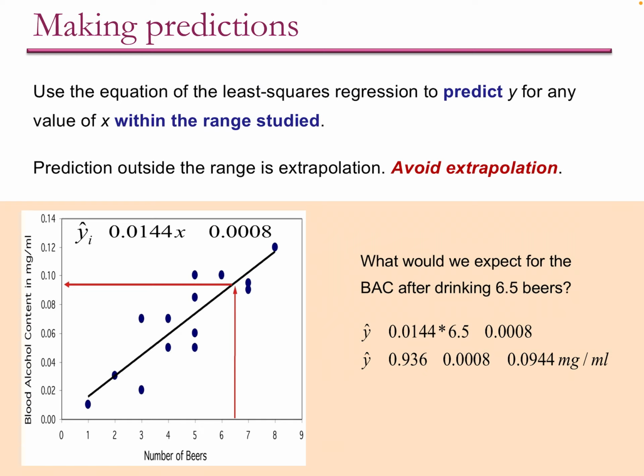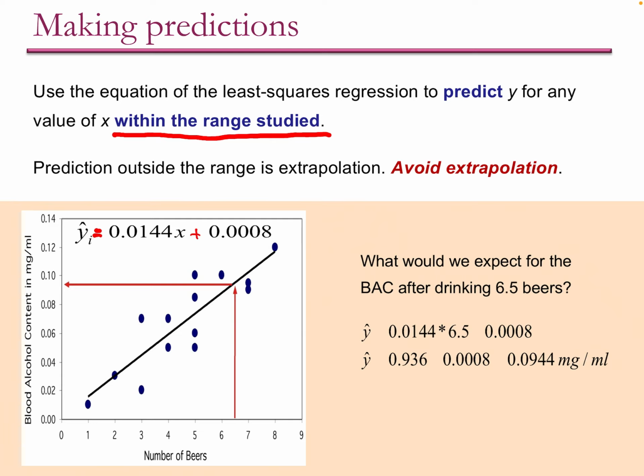So we can use the equation of the regression line to predict a value of y for any value of x, but importantly, within the range studied. This is called prediction within range. If we have a number of beers between 1 and 8, you can use the equation of this regression line to predict the blood alcohol content for anyone who has consumed between 1 and 8 beers.